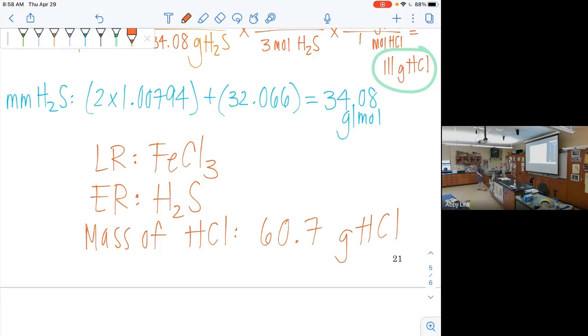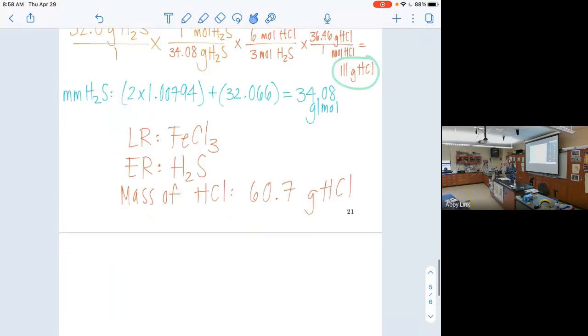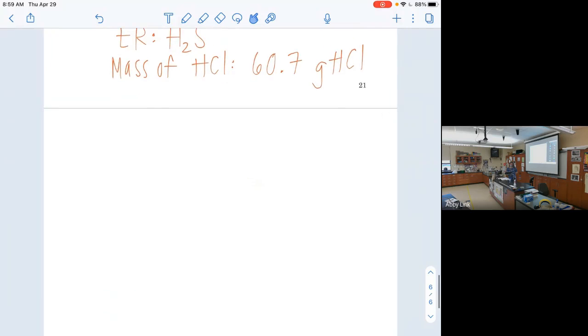Okay? Have we answered all of our questions yet? No, ma'am. We still have to say what mass of the excess reactant remains after the reaction. Okay? I would say we're about 70% of the way down now. Maybe I'll give you 72% of the way down. Yeah, 2%. All right, here's what we have to do.